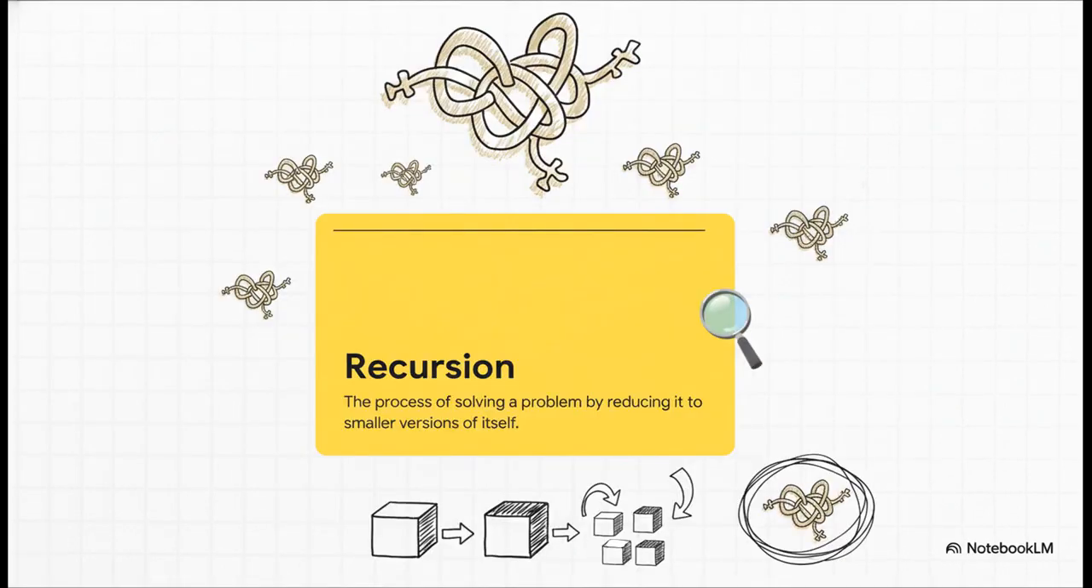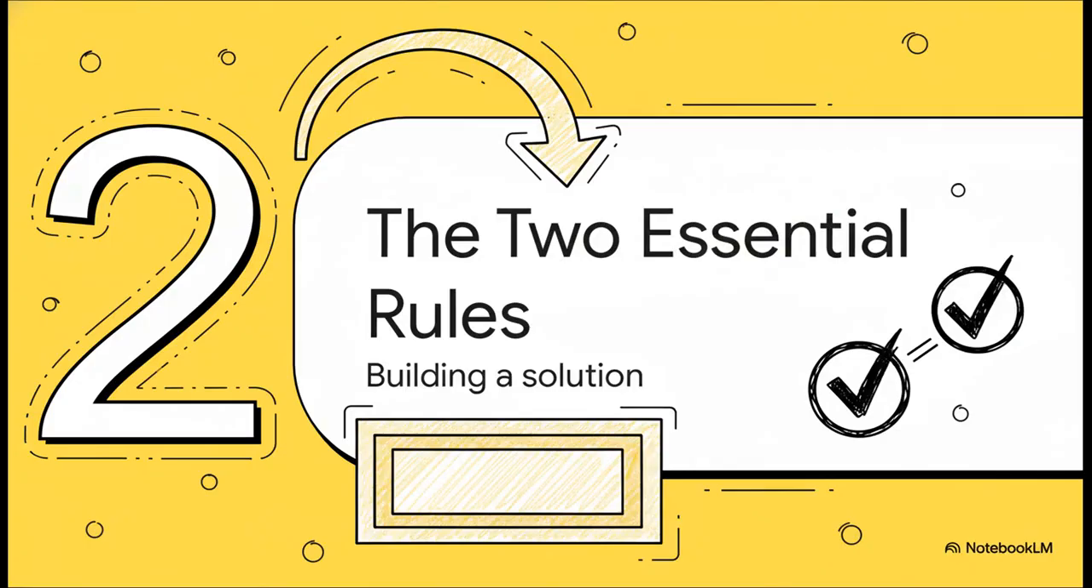And that brings us right to our formal definition for programming. Recursion is just this. It's a way of solving a problem by breaking it down into smaller, simpler versions of the exact same problem. Okay, so how do we actually build one of these functions without having it just run on forever? Well, it turns out there are two simple, absolutely essential rules you have to follow.